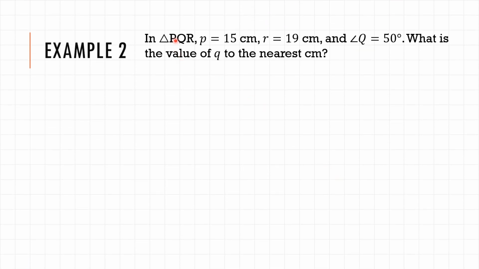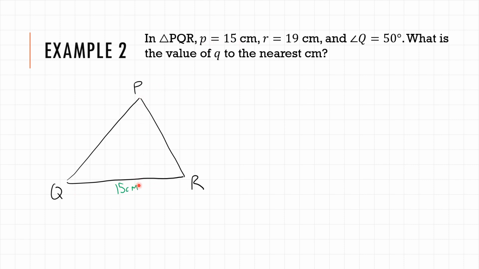In triangle PQR, which I'm going to start drawing right now, right? So that's a triangle. I'm going to label the endpoints P, Q, and R. Side P is 15 centimeters. So side P would be this one. That's 15 centimeters. Side R is 19. So that would be this one right here. And angle Q, which is this one over here, is 50 degrees.